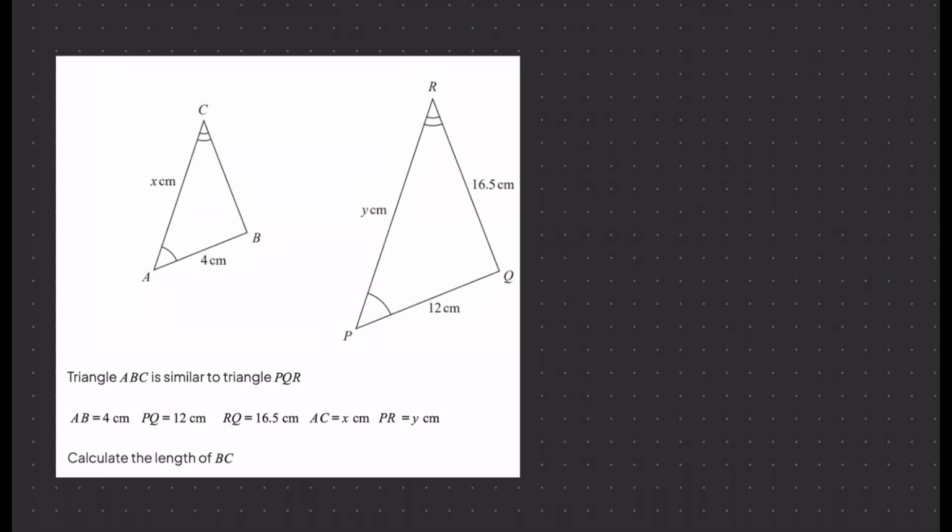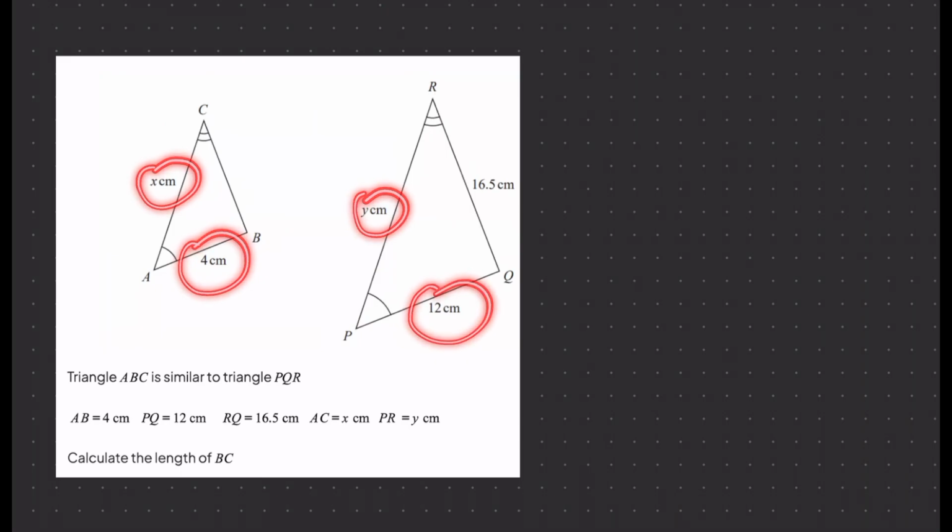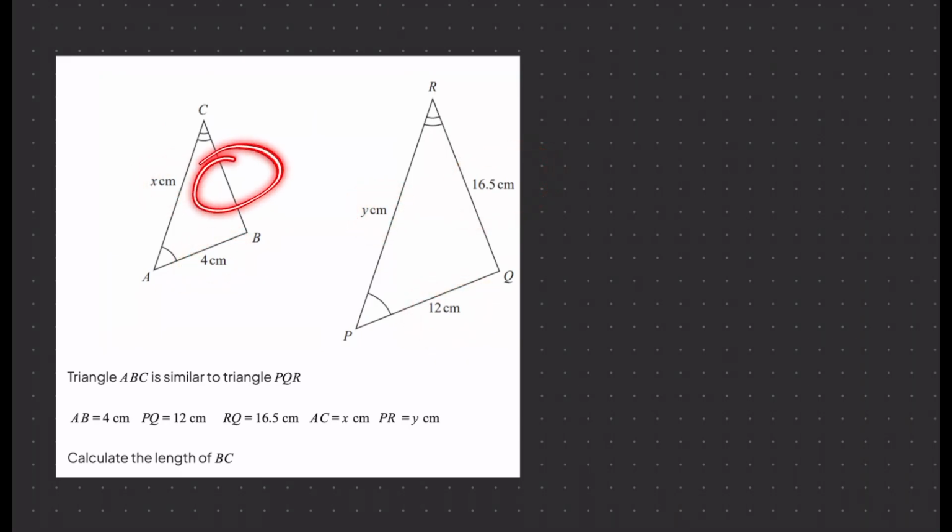We can see that in fact the orientation of both triangles is the same, with this angle pointing upwards and this angle pointing to the bottom left. That means that x will correspond to y, 4 will correspond to 12, and 16.5 will correspond to this length CB. The question asks us to calculate the length of BC, so let's mark that on the diagram. As I said before, BC corresponds to this length, which is 16.5 centimeters long.